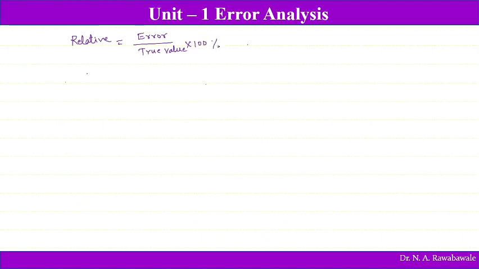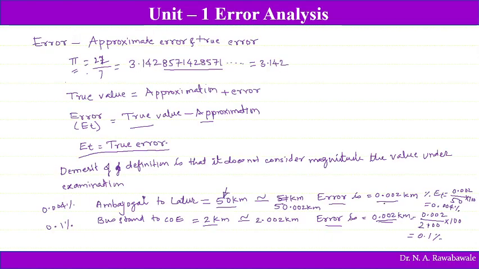So this gives us the error in percentage. In the first case, if we measure the error simply as error, then in both the first case and the second case, the error was 0.002 kilometer. But when we obtained the relative error, we realized that the error in the measurement of the first case is very small compared to the error in the second case.